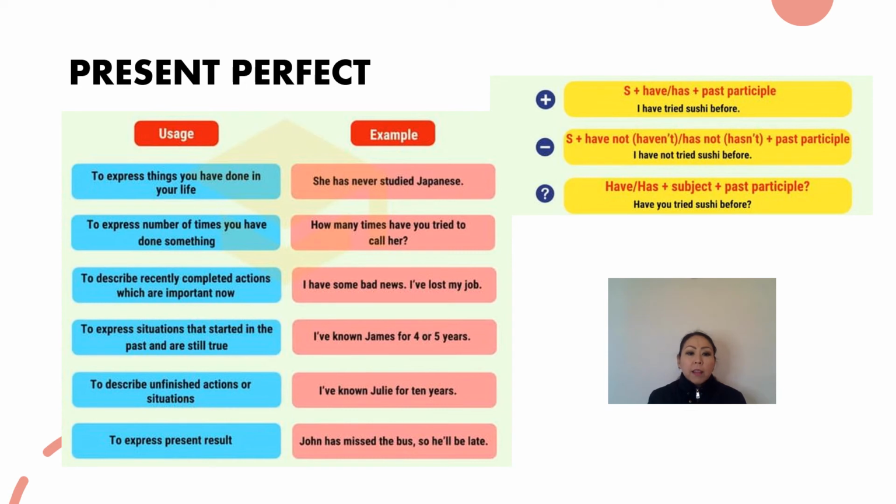¿Y para qué lo usamos? We use it to express things you have done in your life, like experience, to express the number of times you have done something, to describe recently completed actions which are not important, to express situations that started in the past but still happen, to describe unfinished actions, or to express the present result about something. So we have many usages here for the present perfect, but it's not really speaking about the present. It's like speaking about something in the past, but it remains in the present.